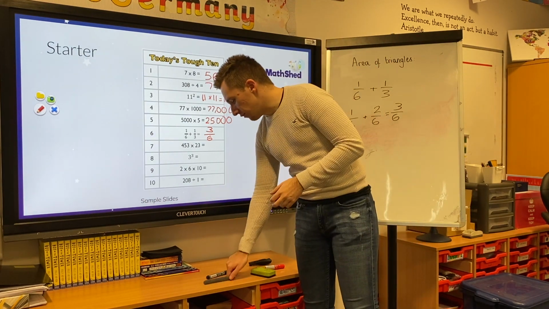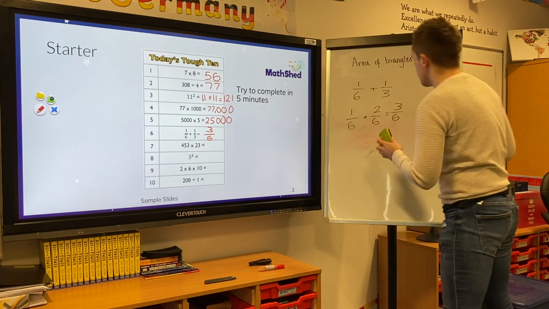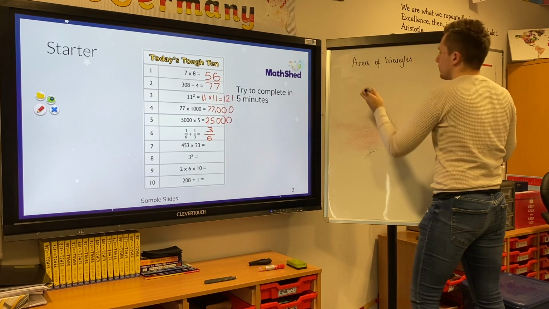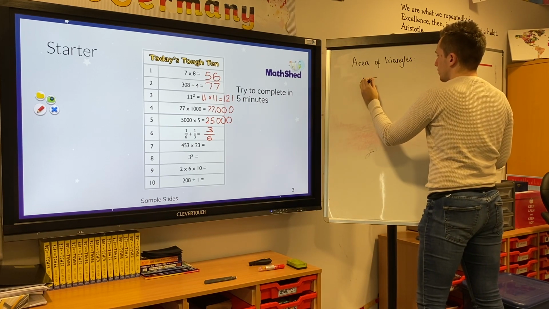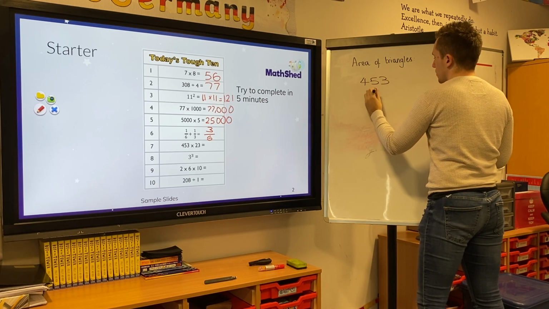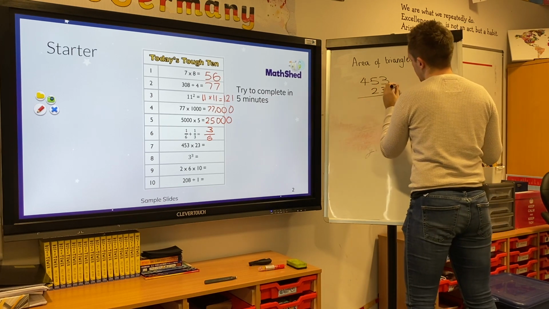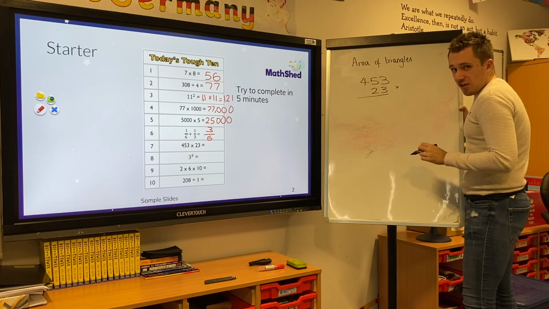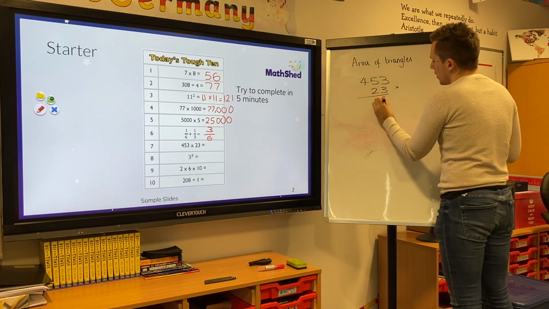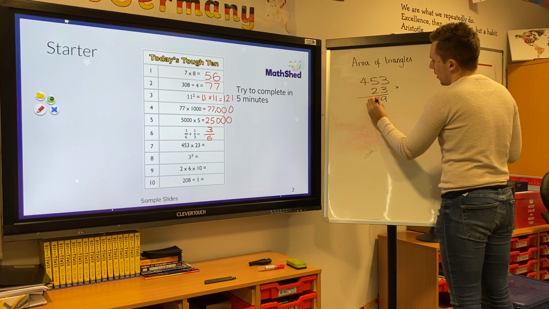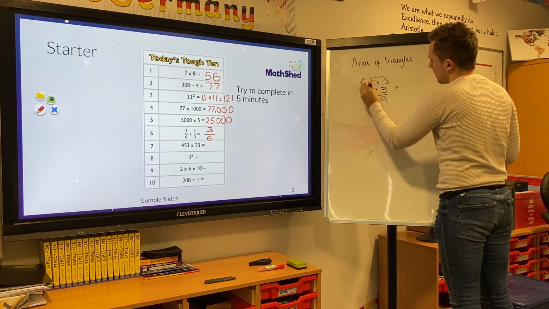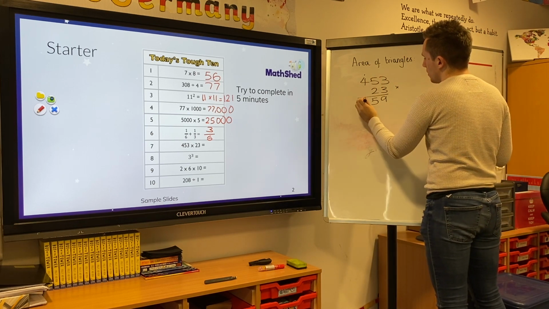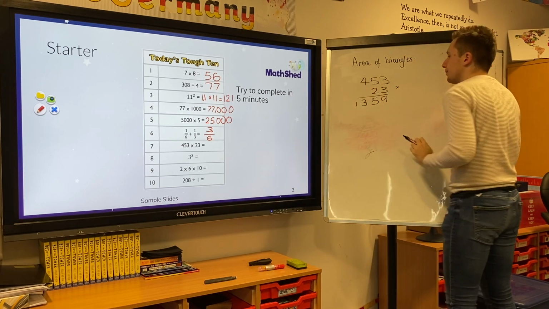Next one, 453 times 23. Start at the right hand side. We do 3 times 3, which is 9. Then we do 3 times 5, which is 15. So you put the 5, carry the 1. 3 times 4 is 12. Add the 1 is 13.